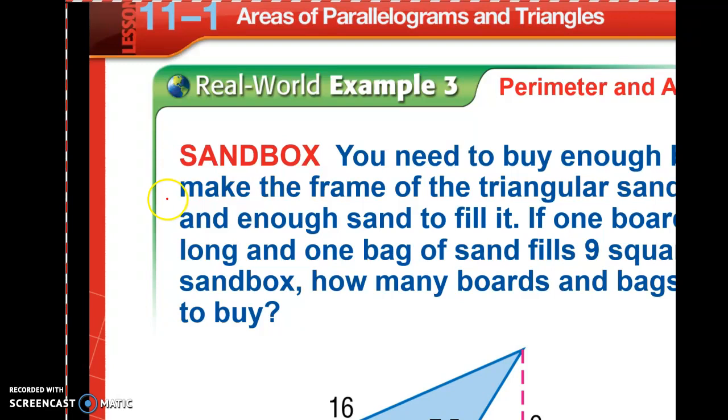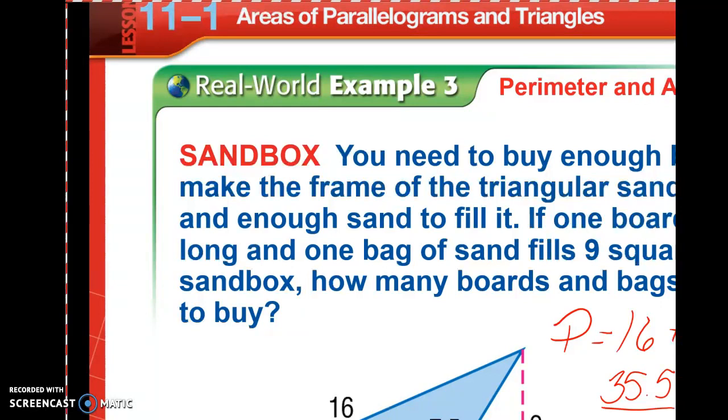We need to buy enough boards to make the frame of a triangular sandbox shown and enough sand to fill it. If one board is 3 feet long and one bag of sand fills 9 square feet, how many boards and bags do you need? So let's find our boards first. We'll have to use our perimeter. Perimeter equals 16 plus 12 plus 7.5, and we're going to divide that by 3 because each board is 3 feet long. I'm going to get 11.8, so we need 12 boards.